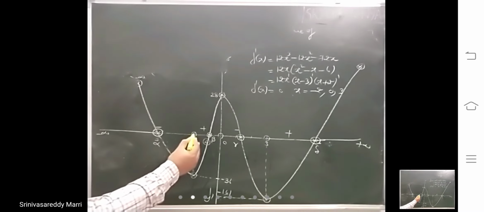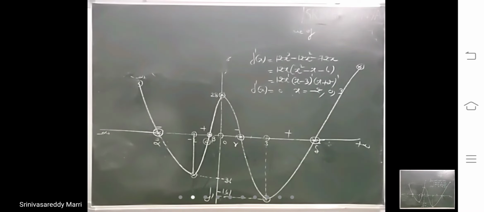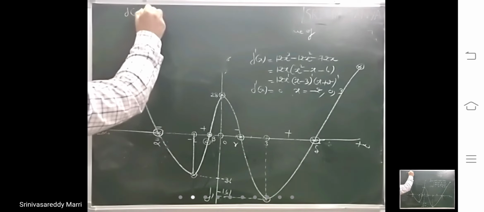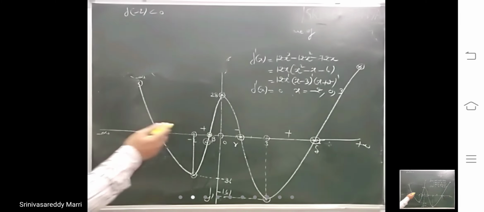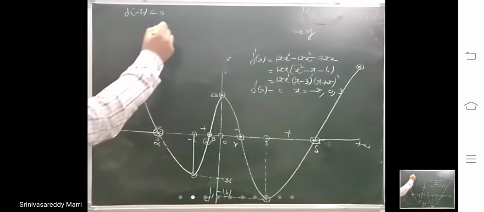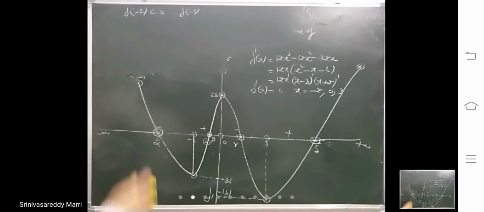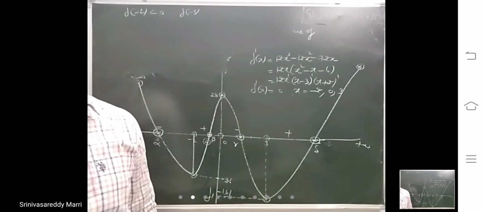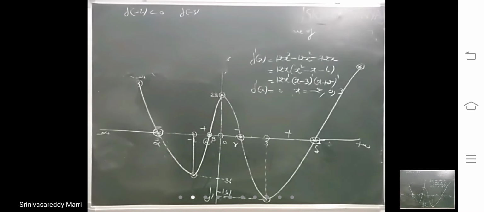Look here. f of minus 2 you got negative. You already know it is negative. Look, on the left side, take the immediate integer. You tell f of minus 3. Calculate f of minus 3, whether it is positive or negative. Tell first f of minus 3.